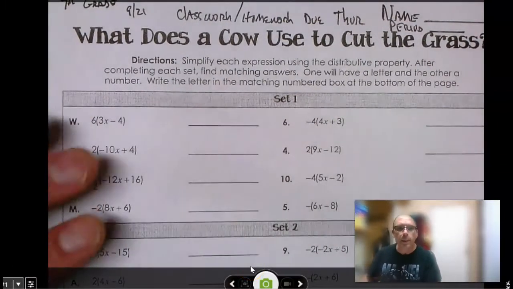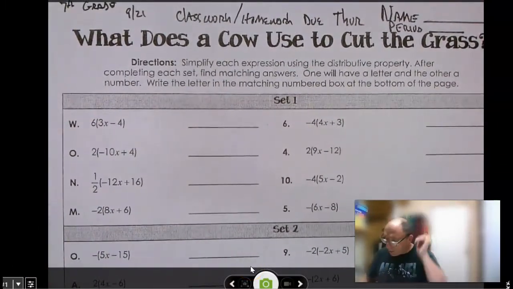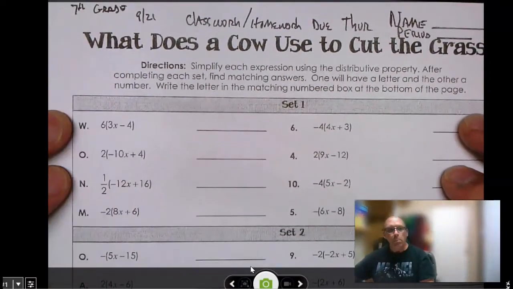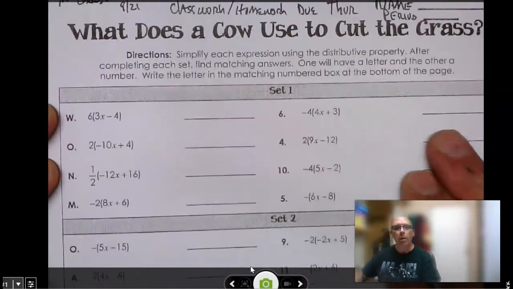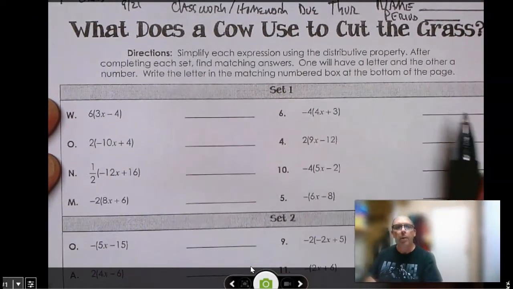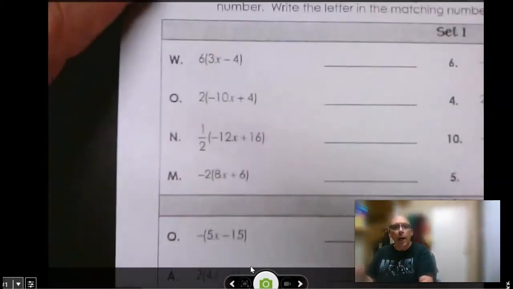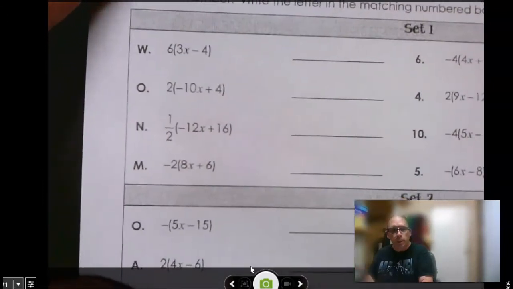Alright, let's have some more practice with our distributive property. It's kind of a fun worksheet where we're going to take both sides and match up letters with numbers and solve this riddle. What does a cow use to cut the grass? Let's go ahead and start this. Zoom in over on this side. Let's do a couple of these.